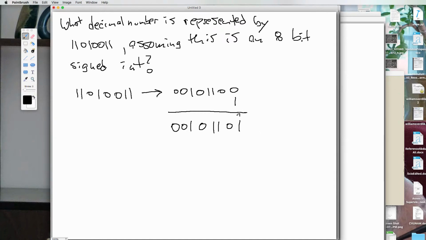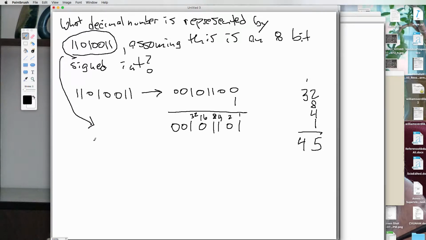I take a look at this and I go, okay, what number is this? Well, that's a 1, that's a 2, that's a 4, that's an 8, that's a 16, that's a 32. So it's going to be a 32 plus an 8 plus a 4 plus a 1. So that's 8, 9, 10, that's 15, carry the 1, so that is 45. So this number right over here is minus 45, base 10.